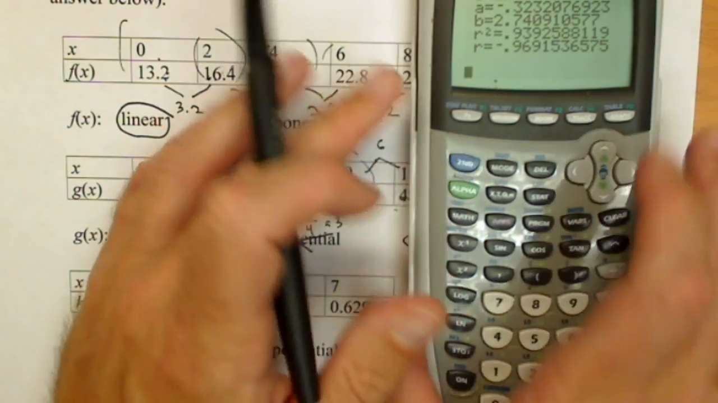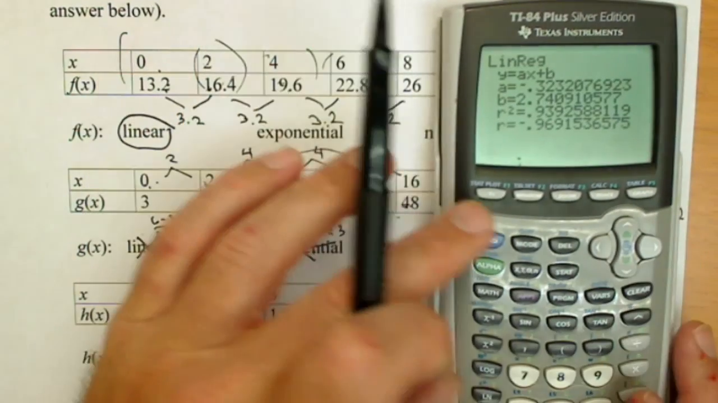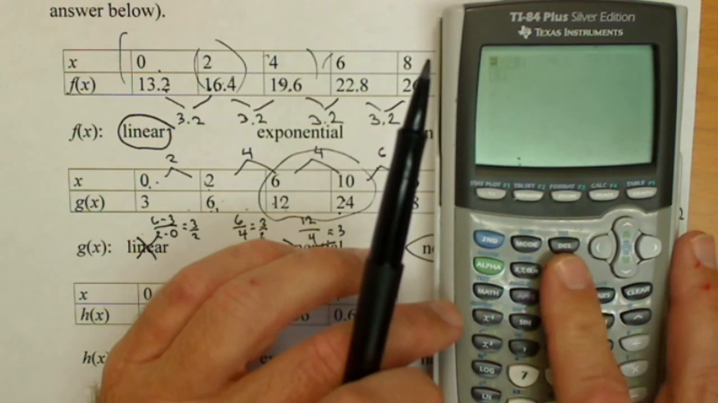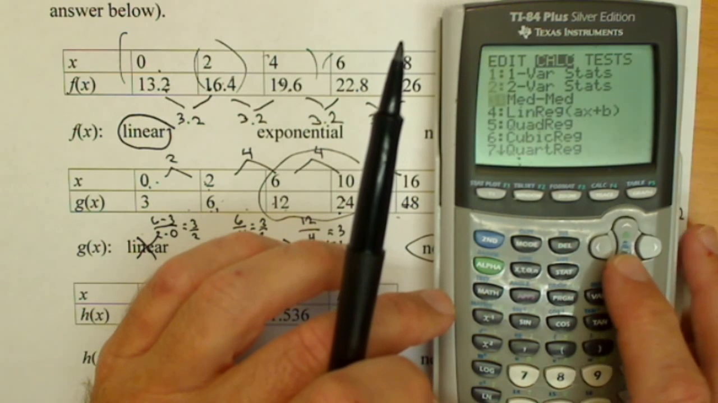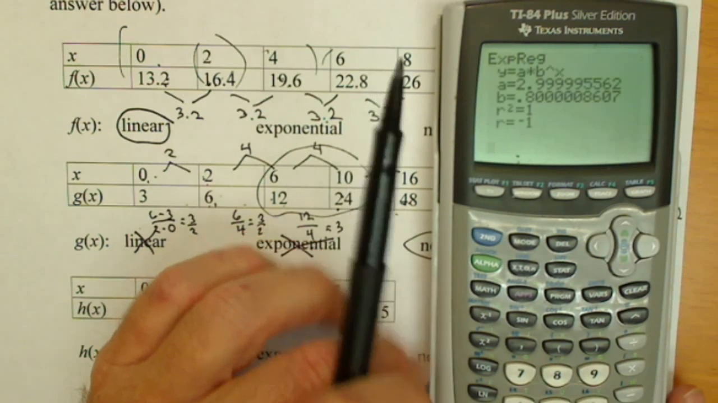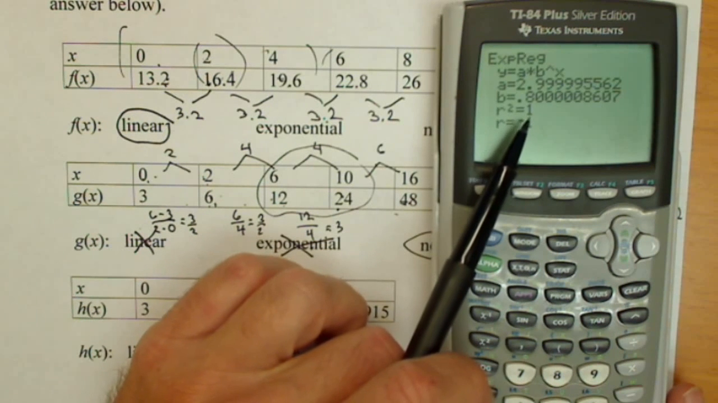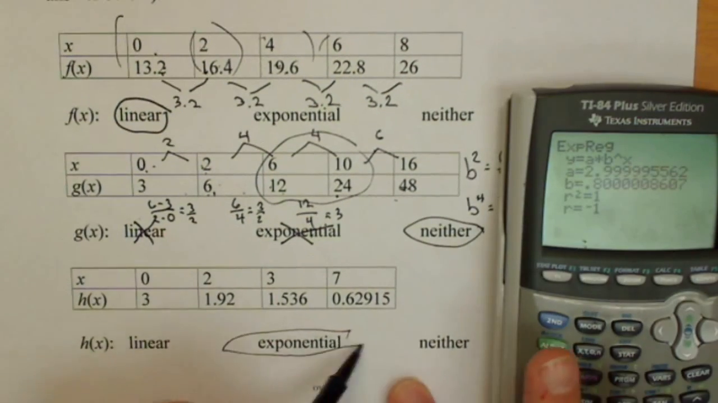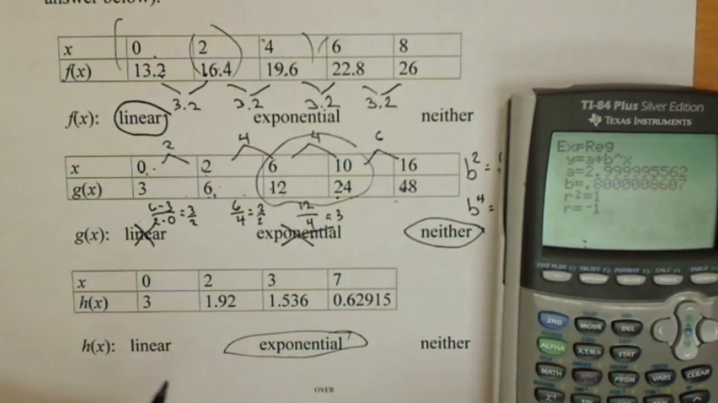Let's compare it to our exponential regression. So we'll quit out of here, and we'll go to stat calc exponential regression. Look at that. We got a correlation coefficient of exactly 1, negative 1 because it's decreasing. So this data is in fact exponential, and that's how you can check it with your calculator using regression.